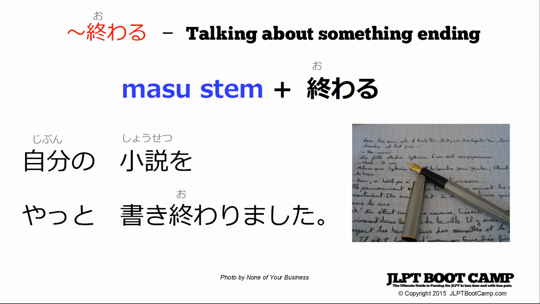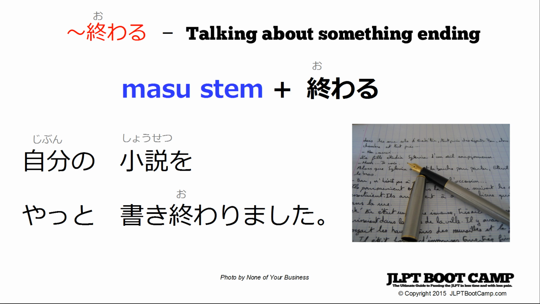This is masu stem plus owaru. Like this example sentence, Jibun no shousetsu o yatto kaki owarimashita. So jibun is my own. No is the possessive there. Shousetsu is novel. O is the object marking particle. Yatto is finally. Kaki is the masu stem of kaku, to write, or to draw a picture, for example. And owarimashita is the polite past tense of owaru, which is to end something. So I finally finished my novel, is what that means. So pretty basic. Not a lot of things to keep in mind here.